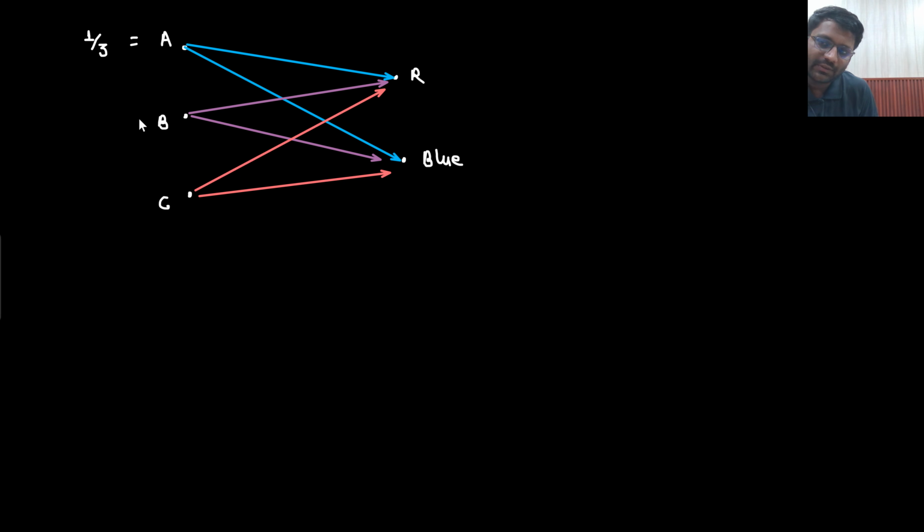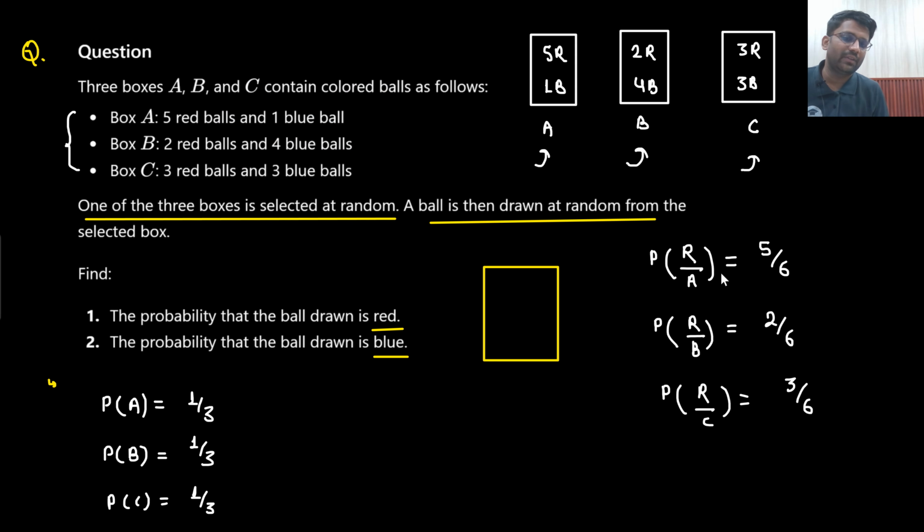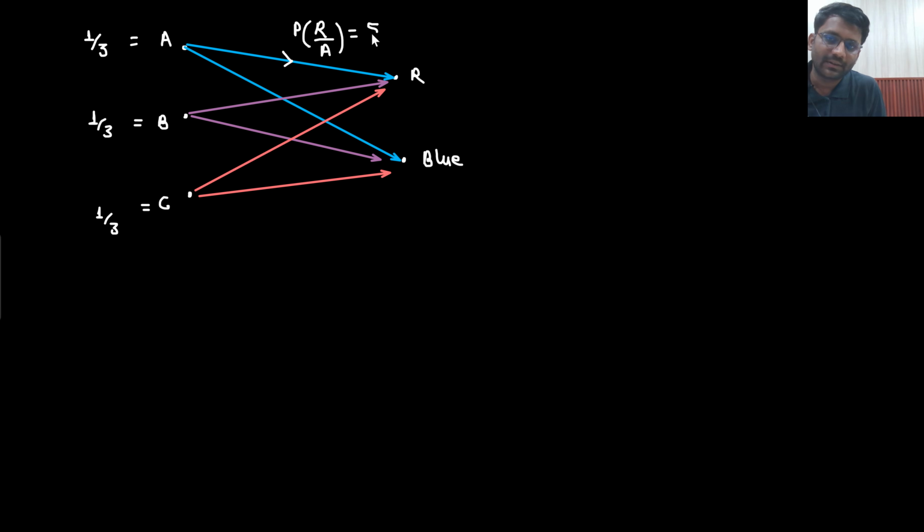Probability of selecting box A is 1 by 3. Probability of selecting box B is 1 by 3. Probability of selecting box C is also 1 by 3. Probability of getting a red ball given that box A was selected. What will be written here? Probability of getting a red ball given that box A was selected, that is 5 by 6.